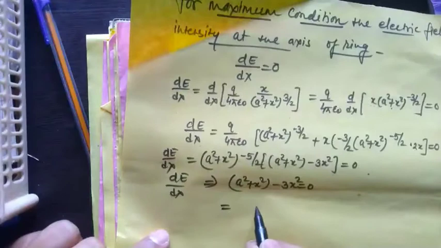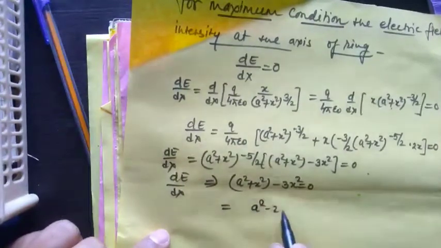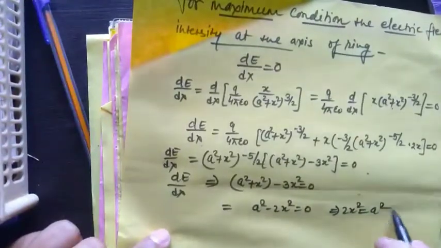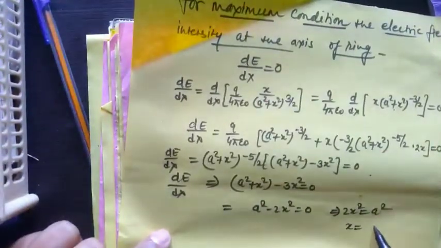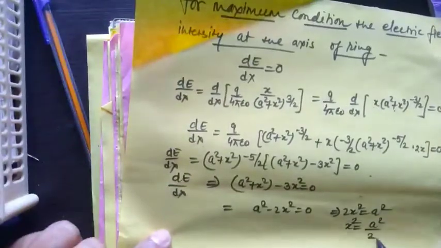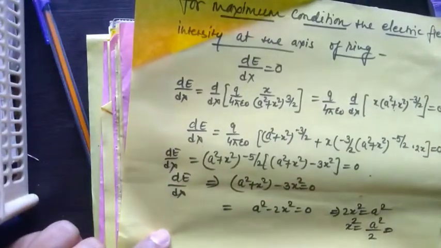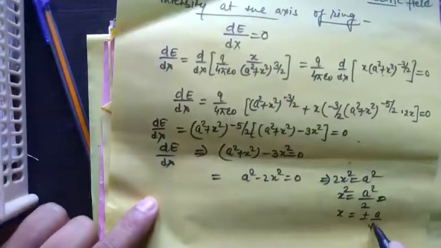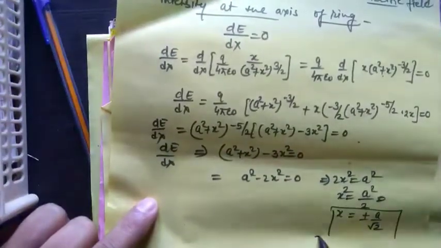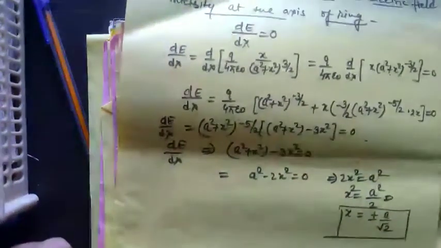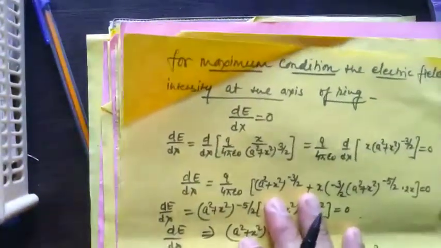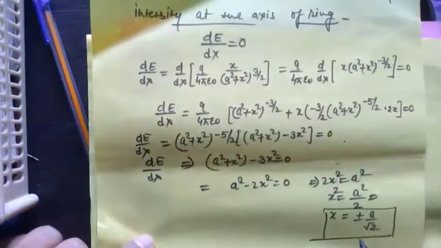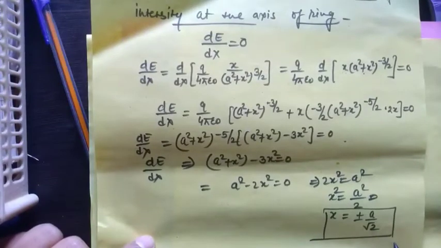Here a square minus 2x square equals 0, so 2x square equals a square, x square equals a square upon 2, and x equals plus minus a by root 2. The condition is this: the electric field intensity will be maximum at the distance x equals plus minus a upon under root 2.